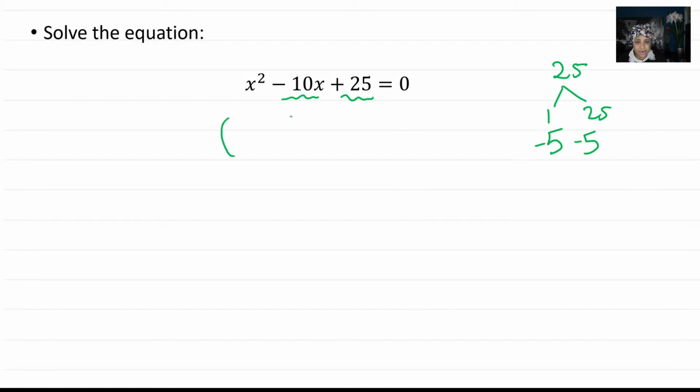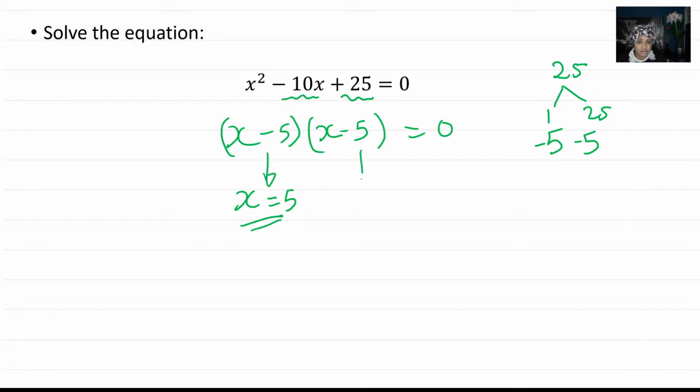So we open our brackets, okay? Make that equal to 0, and then x here and x here. So we've got negative 5 and negative 5, and then we just solve. So x is equal to 5 on that one, and on the same one you get x equals 5. So now you've seen the graph. If you were to draw this graph, where do you think it will bounce? It will bounce where x equals 5.